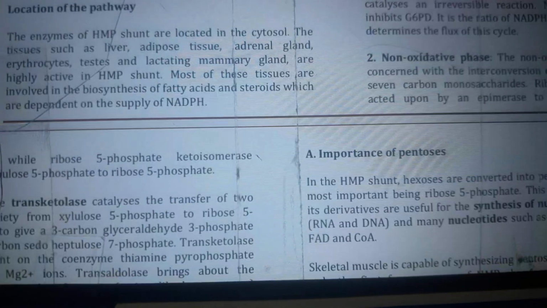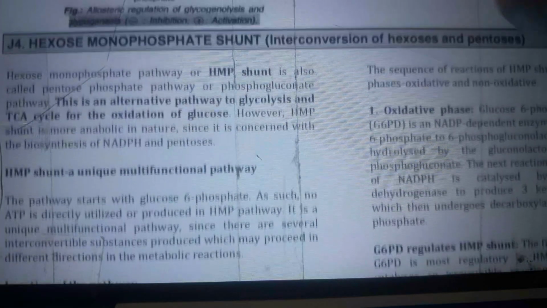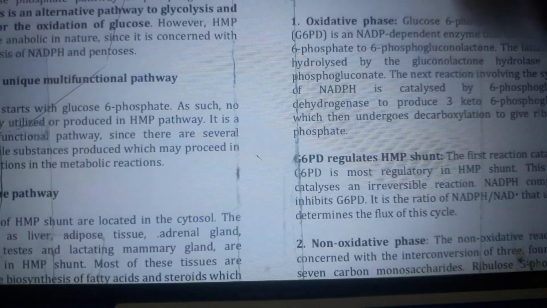Location of pathway. The enzymes of HMP shunt are located in the cytosol. The tissues such as liver, adipose tissue, adrenal gland, erythrocytes, testes, and lactating mammary gland are highly active in HMP shunt. Most of these tissues are involved in the biosynthesis of fatty acids and steroids, which are dependent on the supply of NADPH. The sequence of reactions of HMP shunt is divided into two phases, oxidative and non-oxidative.